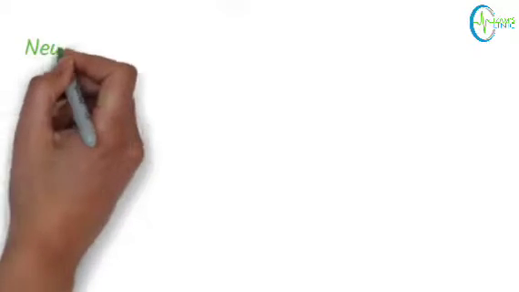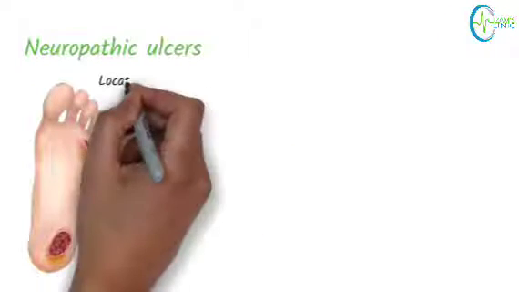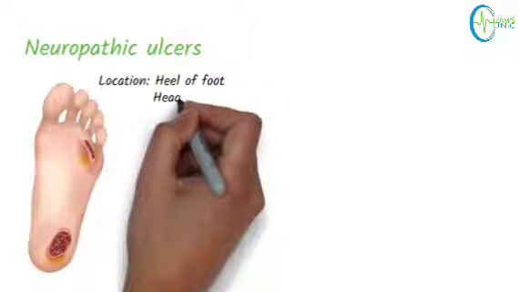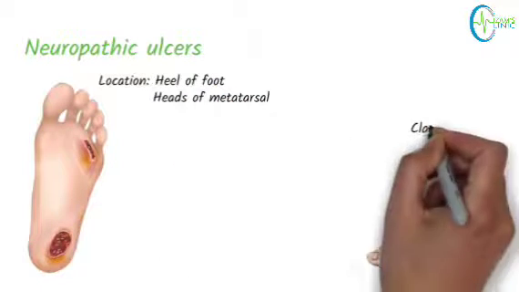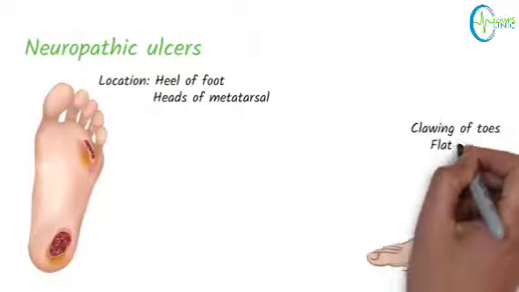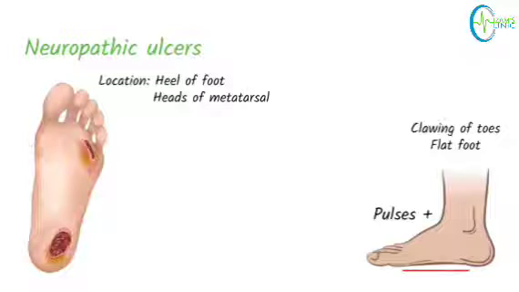Next, moving on to neuropathic ulcers. Neuropathic ulcers are typically seen at pressure points, like the heel of the foot or head of metatarsals. There can be clawing of toes and a flat foot due to the neuropathy. You will be able to palpate pulses in neuropathic ulcers, just like venous ulcers. And the skin temperature will be normal to touch.